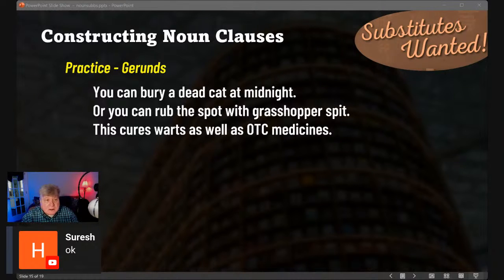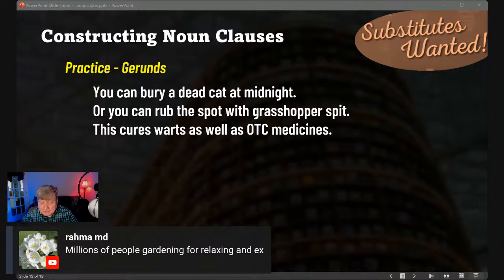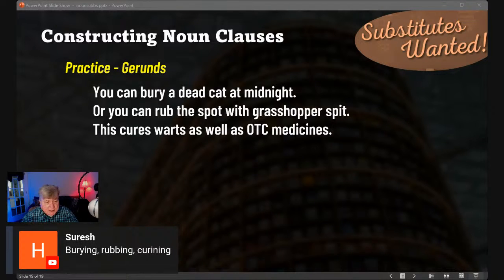In the last two of those, that pair, what verbs would you change into a gerund? You can bury a dead cat at midnight, or you can rub the spot with grasshopper spit. This cures warts as well as over-the-counter medicines. Thank you. Exactly. Thank you, Rama. Excellent. Here we have Suresh.